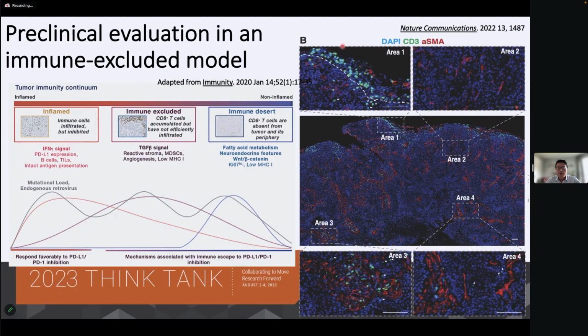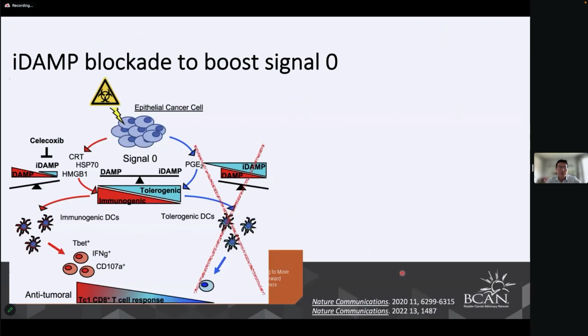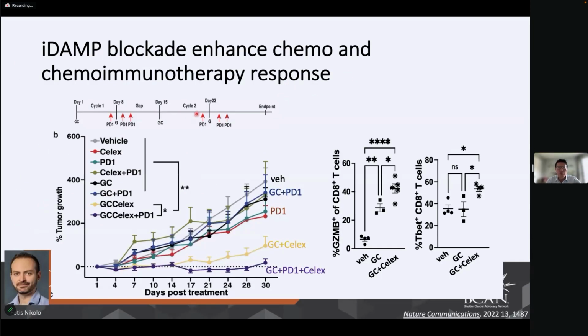So here we show that we have developed a syngeneic model called G69, where you can see the T cells marked in green here are either excluded at the tumor periphery or stuck in the stroma that is marked by these alpha SMA positive stromal cells. So our hope is to block IDAM to enhance so-called signal 0, and therefore enhance tumor DC maturation, activation, and priming.